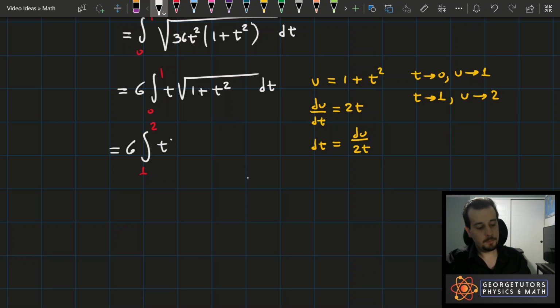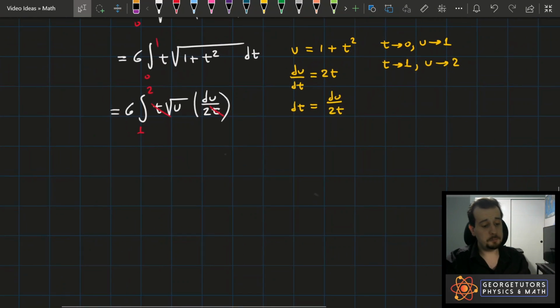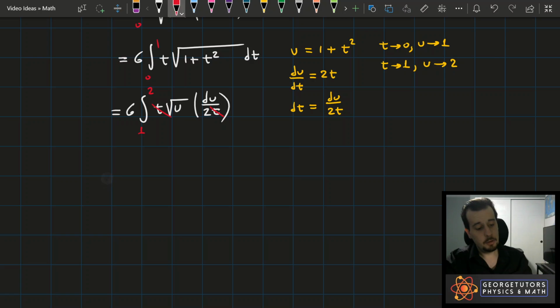And now we have t square root of u, because that was what we basically defined as u. And then dt has been replaced with du over 2t. And like I promised, there's going to be some cancellation because the derivative of the inside of the square root was present on the outside, or at least part of it, off by a constant, that is. We have a little cancellation with a 6 here, giving us a 3. And all I have to integrate now is from 1 to 2.